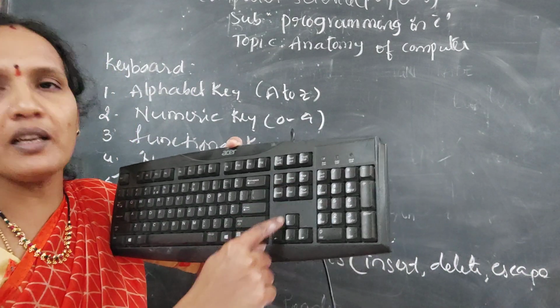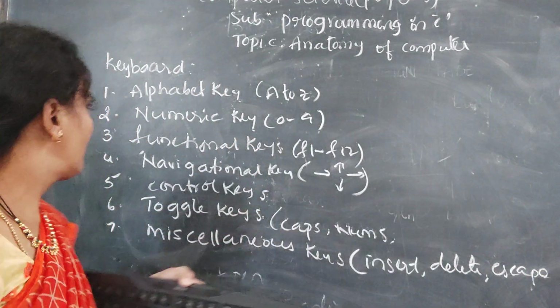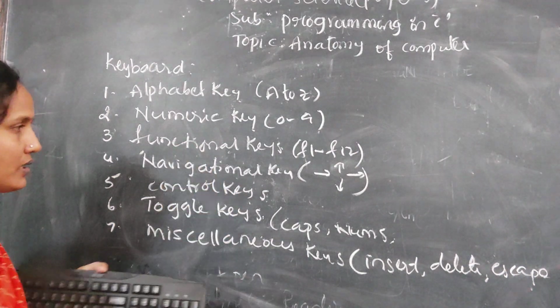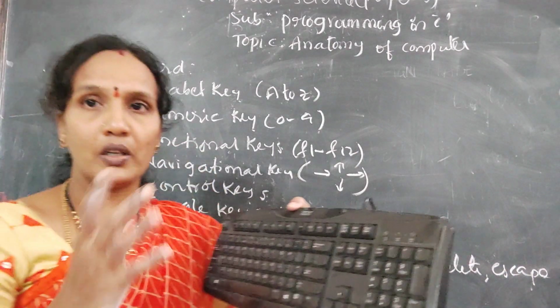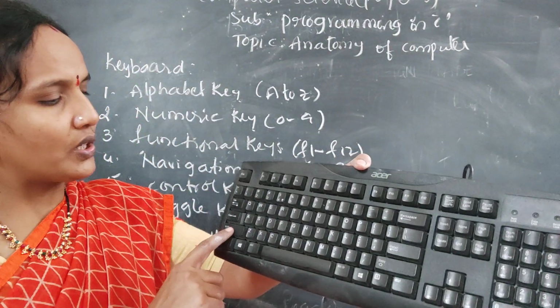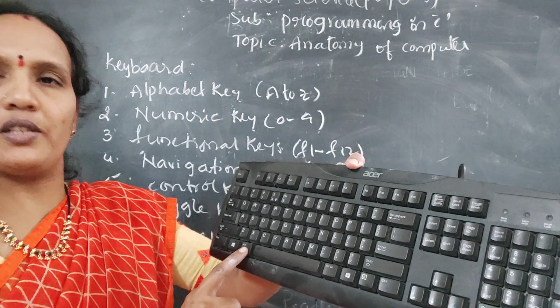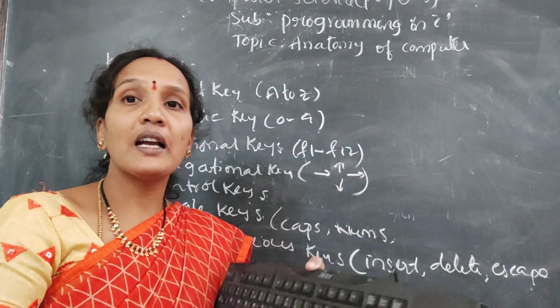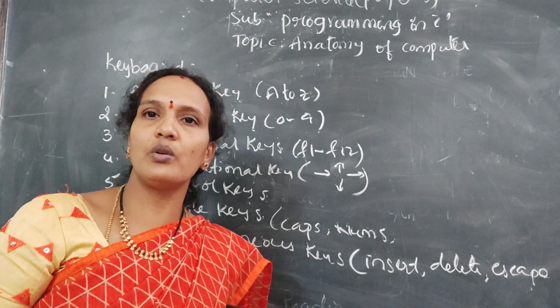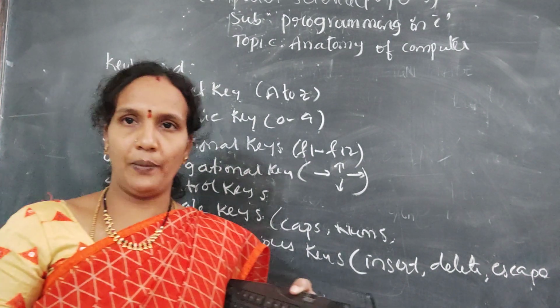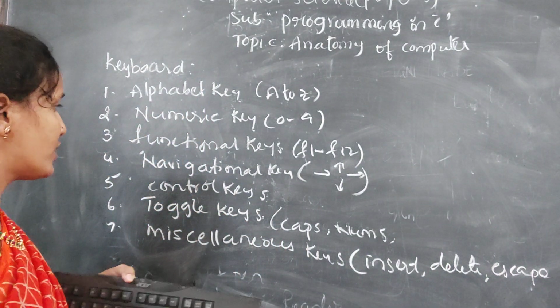So these will come under the navigational keys. What is the next one? Control keys. Control keys are used to control the instructions like shift, control, alt. These will come under the control keys, which are used to control the work of the system. Okay. The next one is the toggle keys.